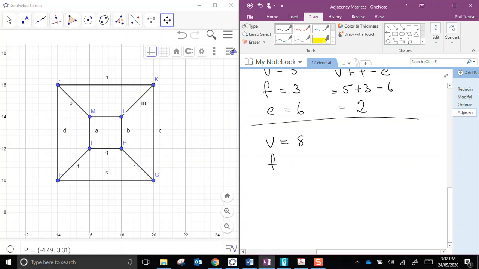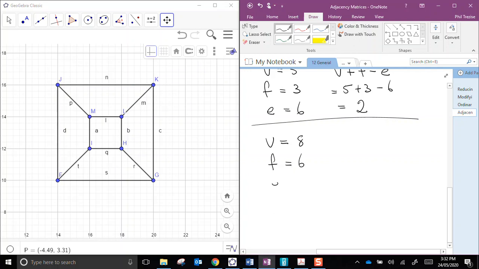How many faces were there? Well, there's 6 faces on a cube. Let's check. So we've got 1 face there, 2, 3, 4, 5, and then the outside region, that's the 6th face. So there are 6 faces still.